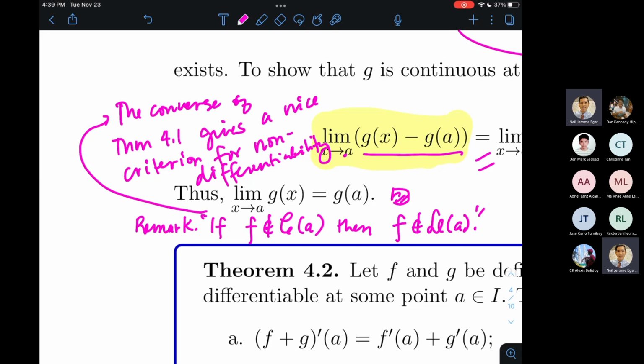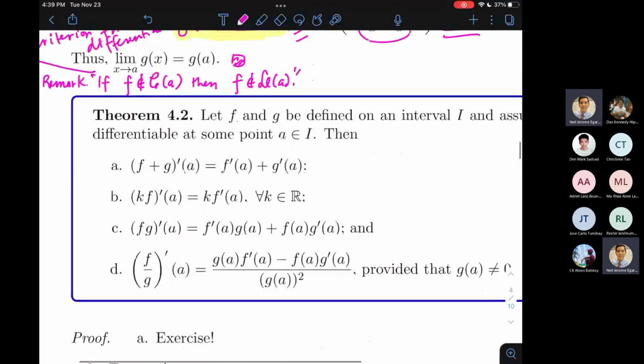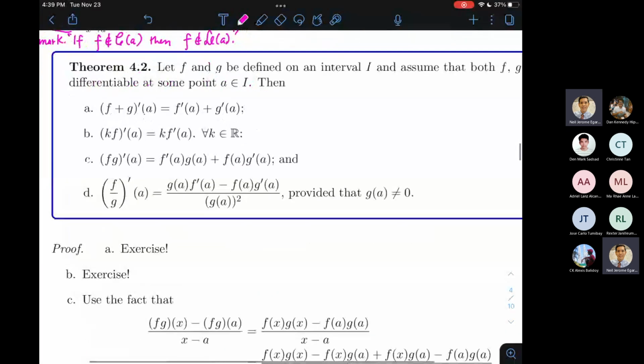Okay? Now, Theorem 4.2 is just a listing of the algebraic properties of the derivatives. So here we have the limit of a sum, the limit of a scalar multiple, the limit of a product. So this is your good old familiar product rule. And this is basically our quotient rule, right? So yung mga proofs niya, proof ng part A, just apply the definition and it's going to be straightforward. Ganun din sa B, straightforward definition ng derivative yung gagamitin. Fa-factor out nyo lang si K.